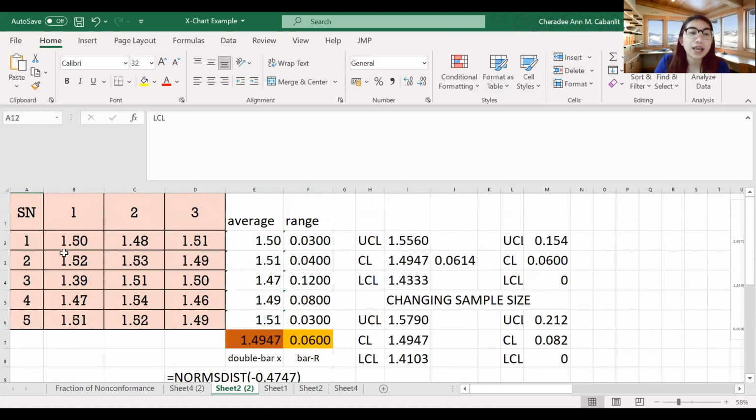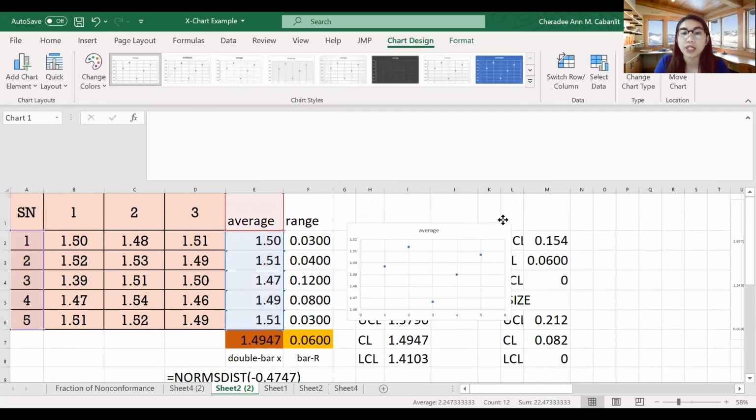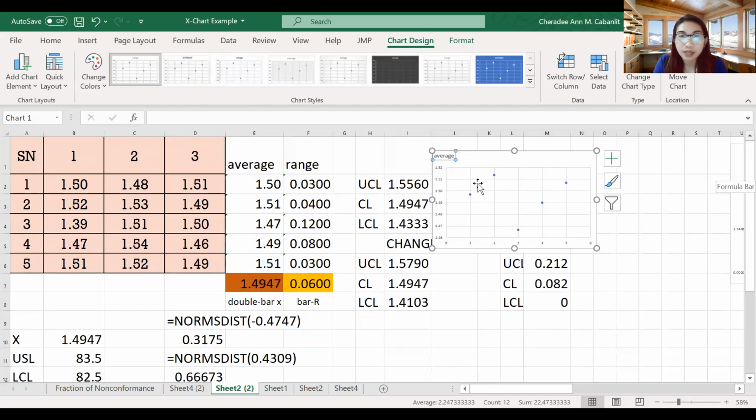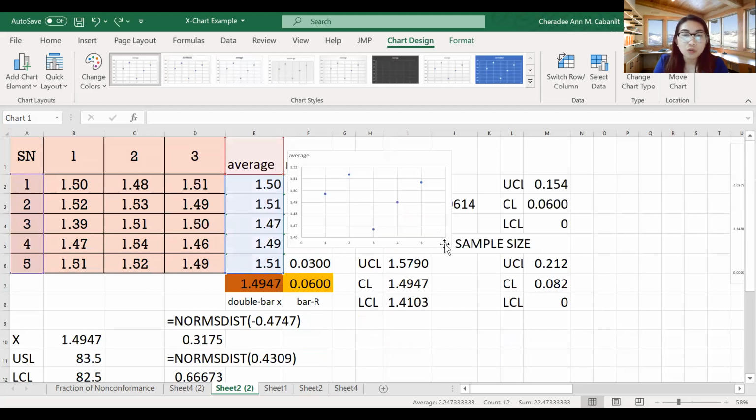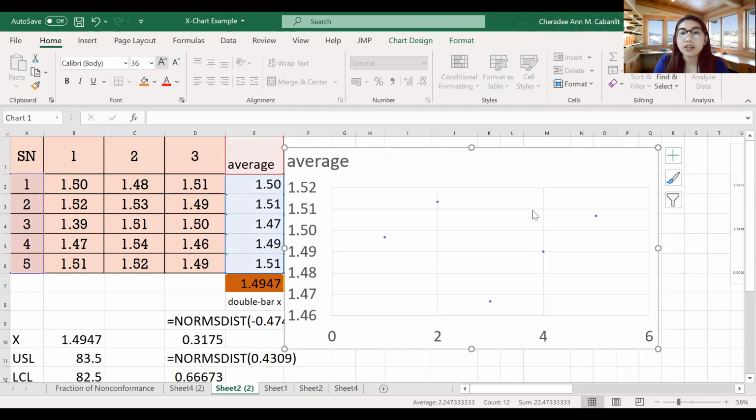But here, akong gibuhat is, so let me delete that one first. So, akong gibuhat is, I highlighted the sample and the averages. Then, I go to insert, and then scatter diagram, para makita gina to if nasud ba siya sa zone or not. So, kana, no? And then after that, makita na kung cute ba sa mga values.